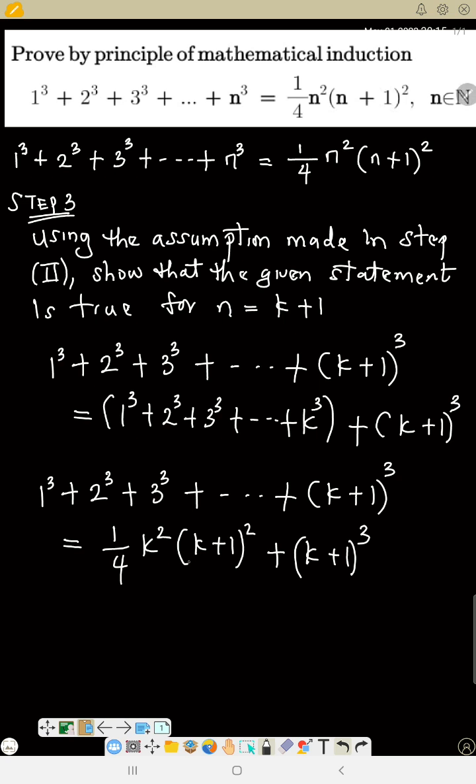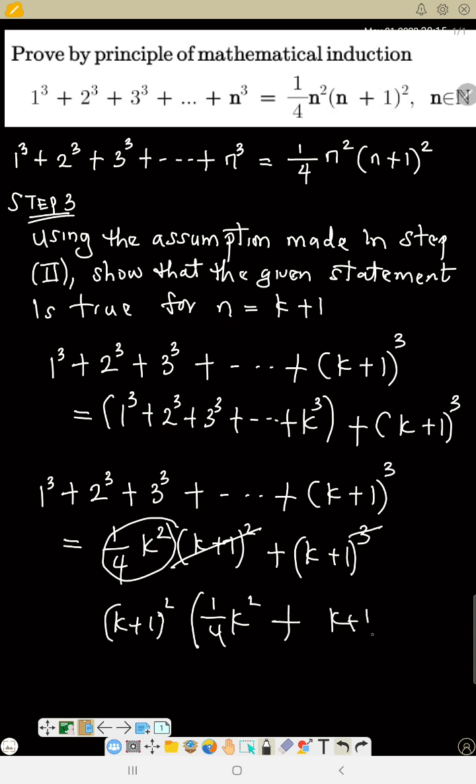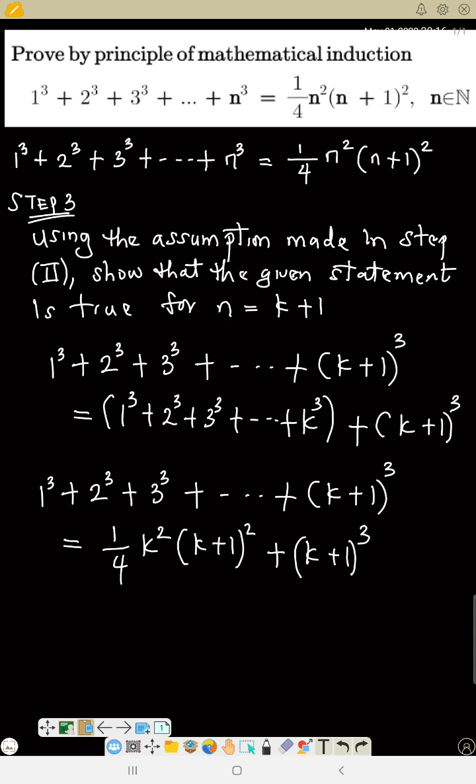Now if you look at these two sides, I have k plus 1 here and k plus 1 here. It's common. That means k plus 1 square is common, because I have it in both terms. If k plus 1 square is common, it will remain 1 over 4 here, and this will go and it will remain k plus 1 here. So that will be our next step.